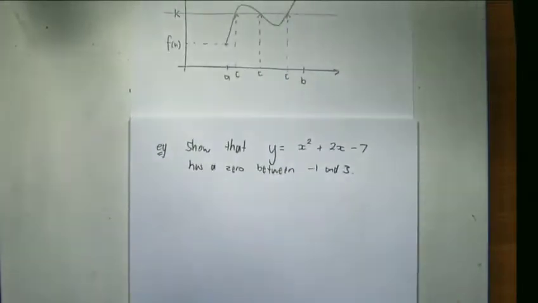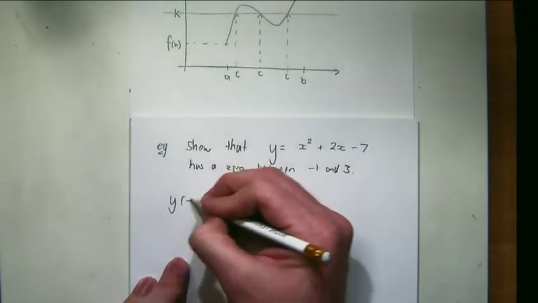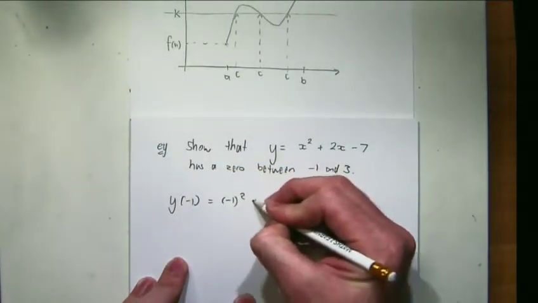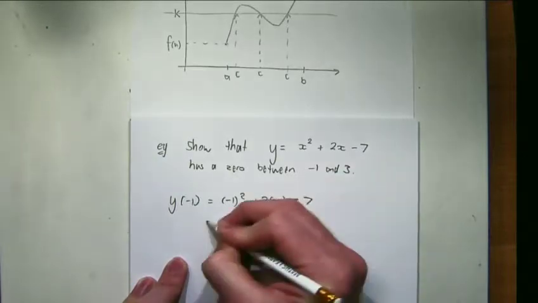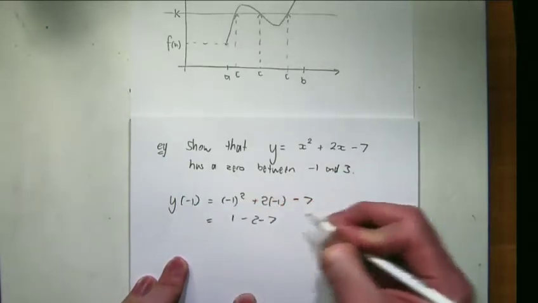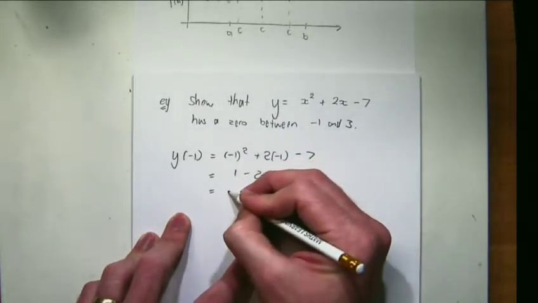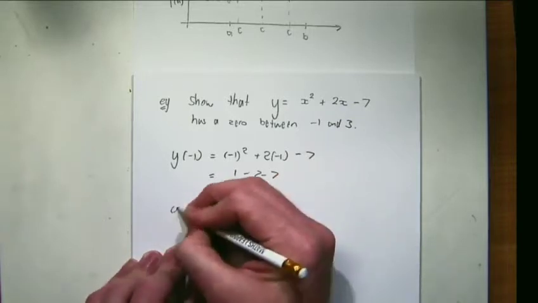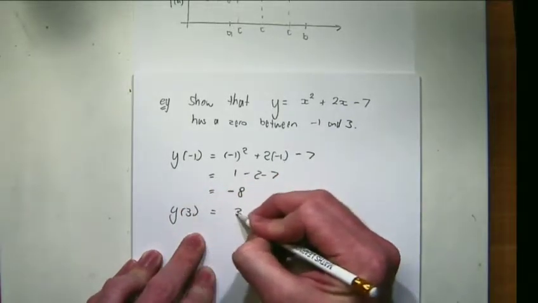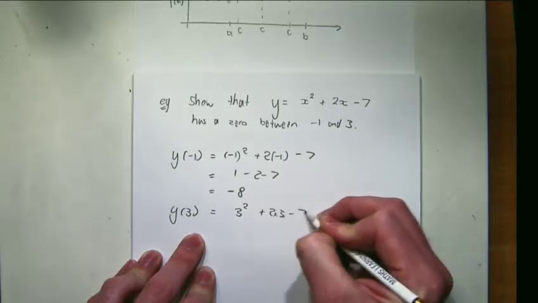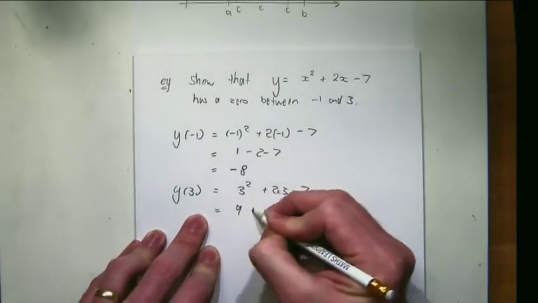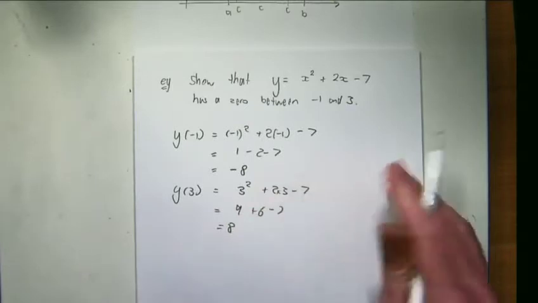So, show that that function has a 0 between -1 and 3. And you go, well, I'll just plug in -1 and I'll plug in 3 and I'll see what I get. y of -1 is 1 minus 2 minus 7, which is negative, right? And y of 3 is 9 plus 6 minus 6, which is plus 8.